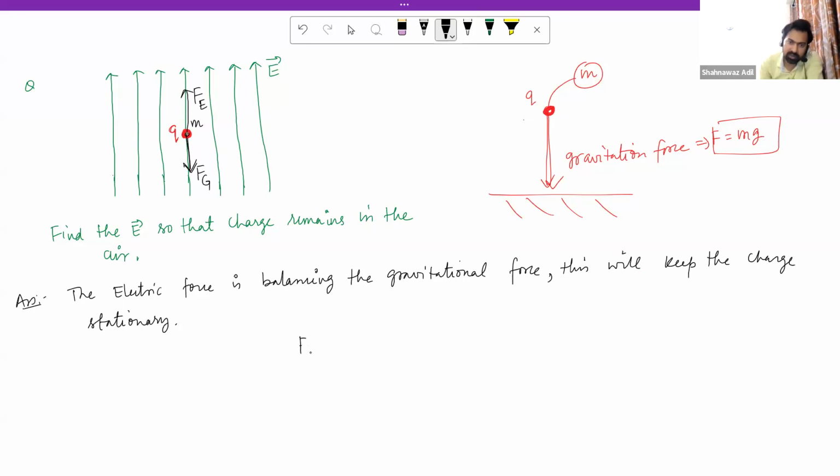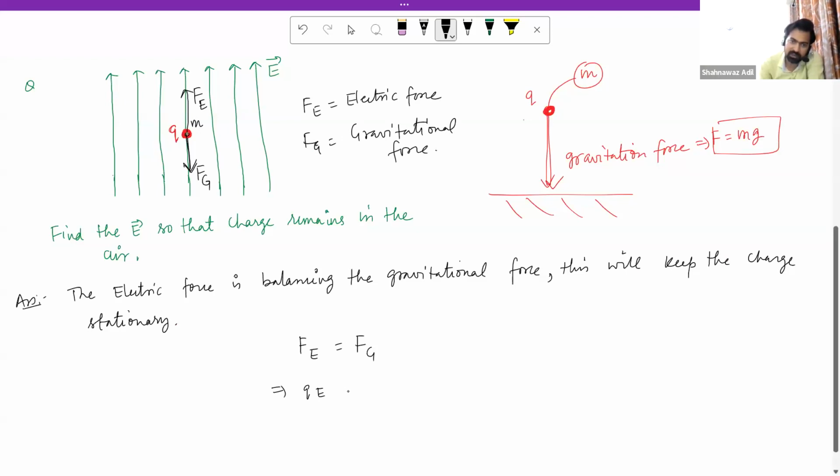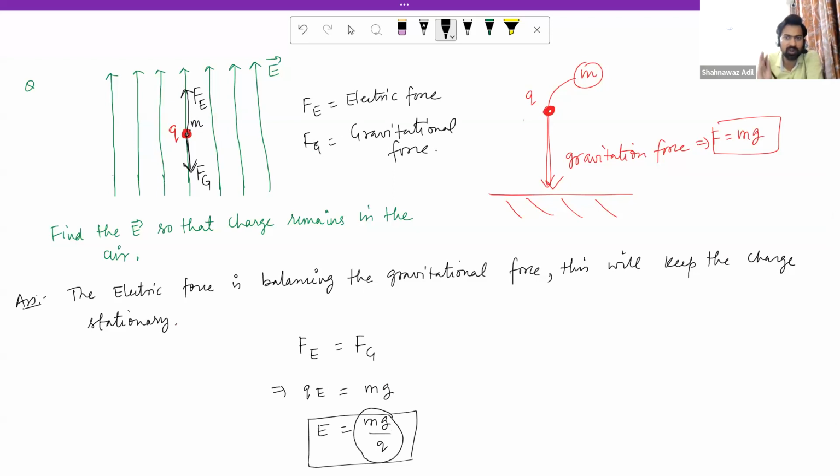So your electric force is equal to the gravitational force, right? Fe is the electric force, Fg is the gravitational force. So Fe is how much? This is QE, we have just learned. And Fg is how much? That is mg. So this electric field would be mg by q. So this much amount of electric field we require so that this is balanced. So this charge will not move. It will not drop down.